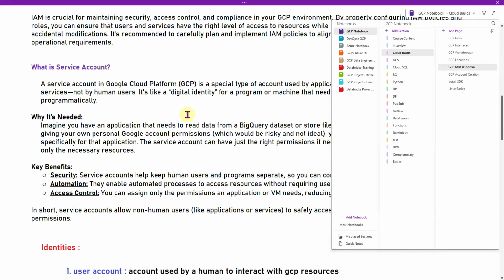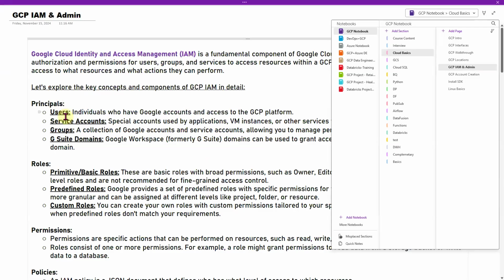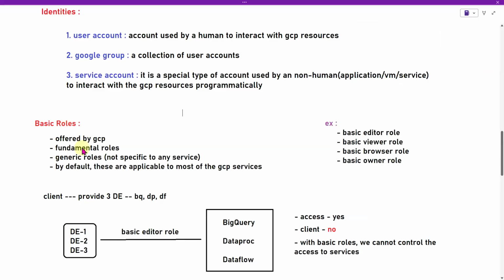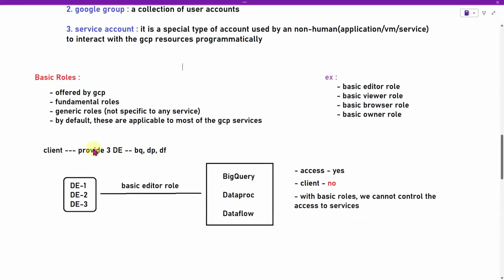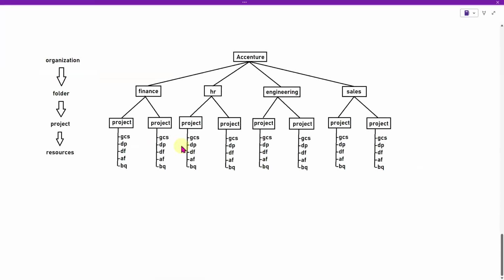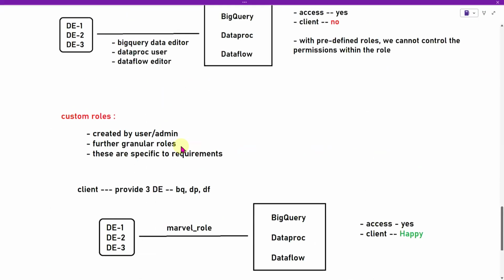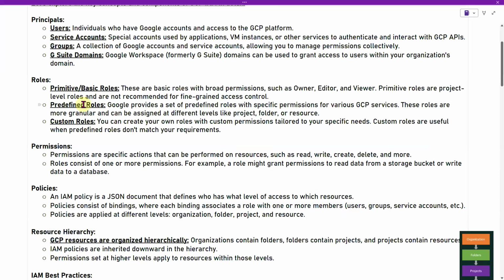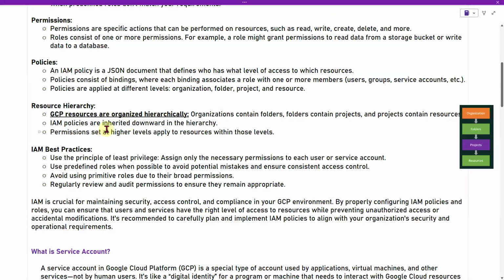So you can see here, maybe, what are identities? Maybe you can also see here: what are identities? What are roles? The types of roles, such as basic role, predefined role, custom roles, and resource hierarchy. And what is policy? Everything is properly mentioned here: principals, roles, permissions, policies, resource hierarchy. Okay, that's what it is.